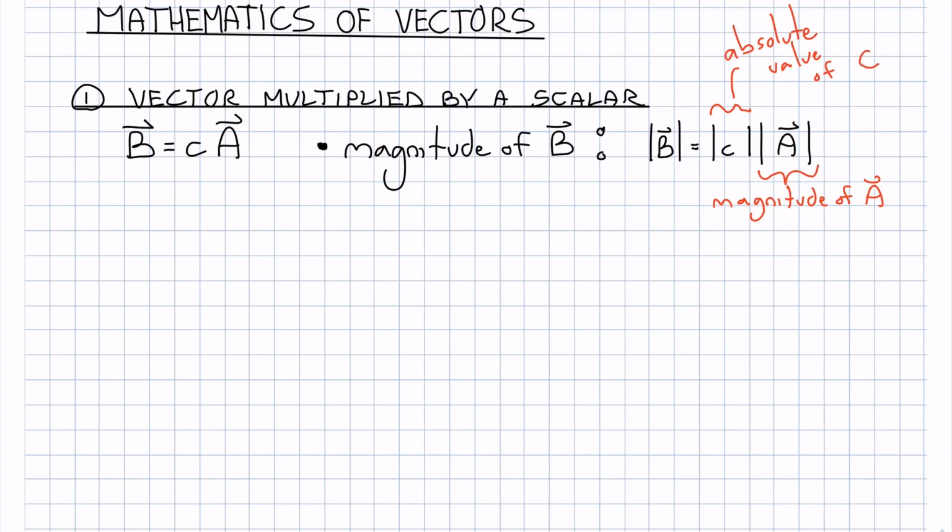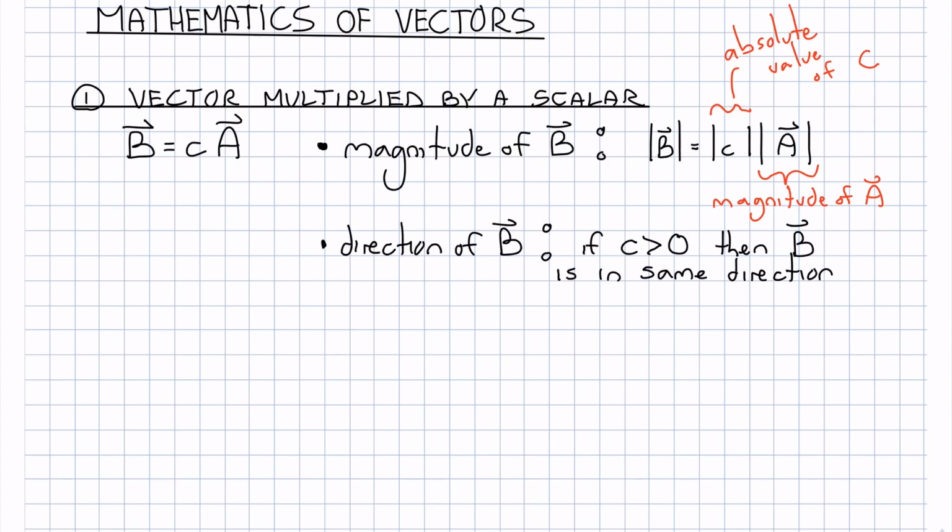Now we need to figure out the direction of vector b. This is a little more complicated because it depends on whether c is a positive number or a negative number. If c is a positive number, that is, it's greater than 0, then it turns out that the direction of vector b will just be the exact same direction as vector a. They'll be parallel to each other.